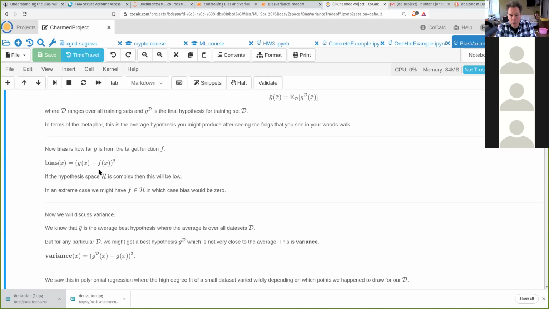So this is like a measure of how far the hypothesis space is from actually being able to represent F. Like if we have a linear model and F is really a degree 17 polynomial, bias is going to be high because G bar here is going to be a line. So it's going to be a lot different than this degree 17 polynomial. Okay, so this is bias as a function of a particular X.